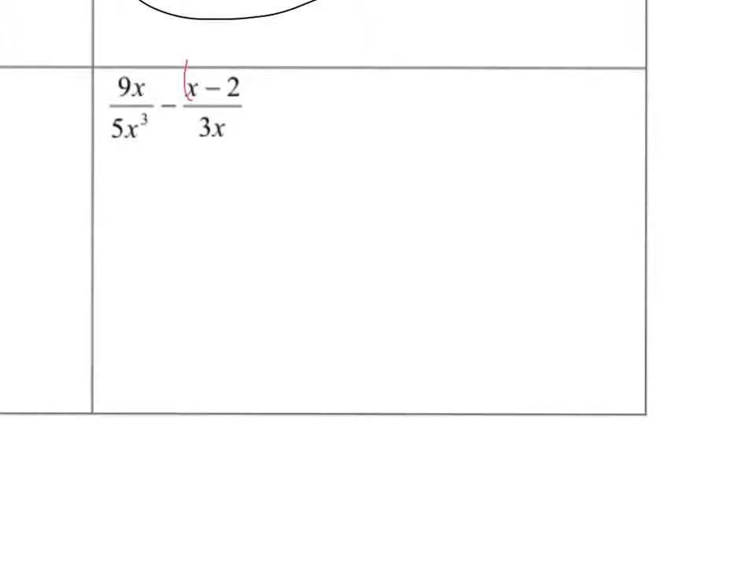So like before, I'm going to put this in a quantity, so I can't do anything to just one part of it. And then I'm going to look at, okay, what's the common denominator? Well, in this case, 5 and 3 are prime numbers, so let's just multiply them together. 5 times 3 is 15. So we need a 3 over here, top and bottom. And then on the other side, we need a 5.